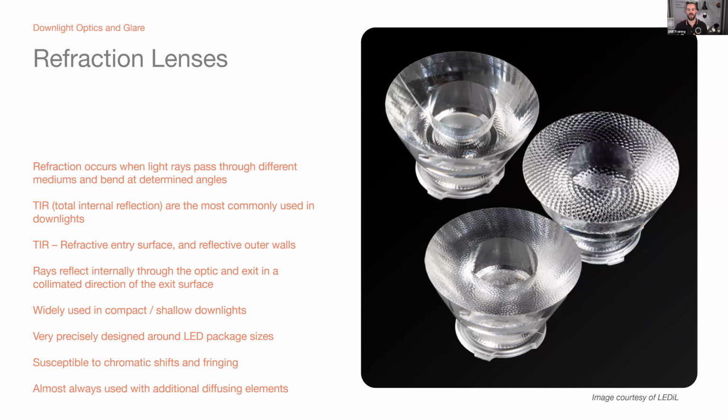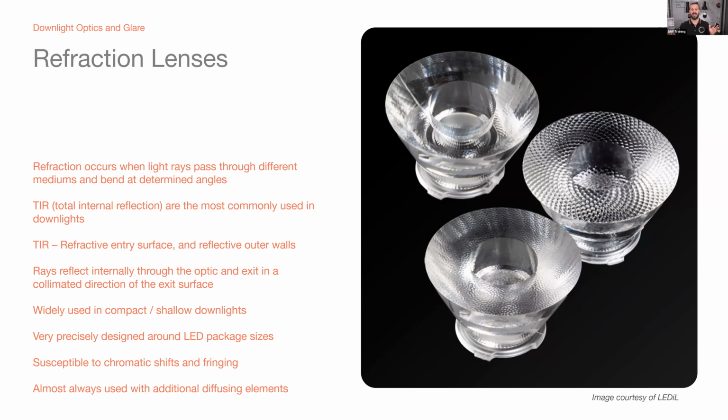What TIR lenses do is, as the light rays enter through the back of the optic, they enter through that refractive entry surface. They then bounce around the inside, so they reflect on the inside of the optic to an outer wall. So they'll basically come in through the middle, hit a reflective surface in here, and hit another reflective surface on this outer wall. And then they tend to exit the front of the optic in a collimated fashion, or in other words, a way that they all go in a singular direction.